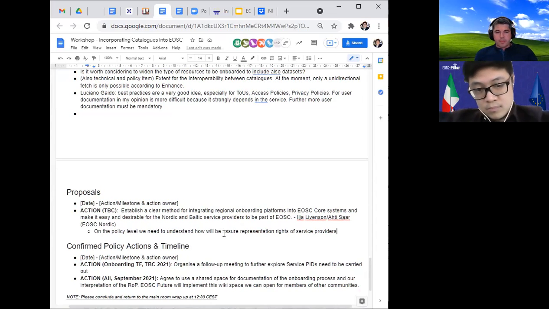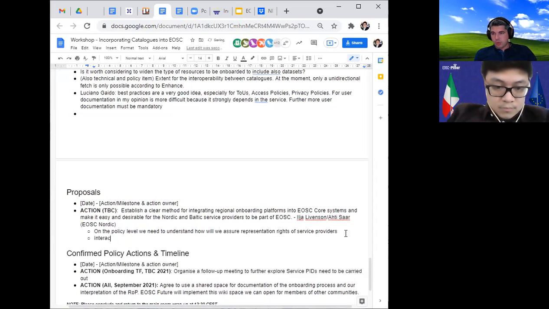So basically, in a sense, level of assurance for the representation rights for the services. And the second point is related to the second interaction between the regional catalog and EOSC core. So whenever we are talking about any kinds of agreements, we need to understand that agreements make sense only between legal bodies or legal persons, which probably in our case does not mean physical bodies, but let's say some kind of organizations.